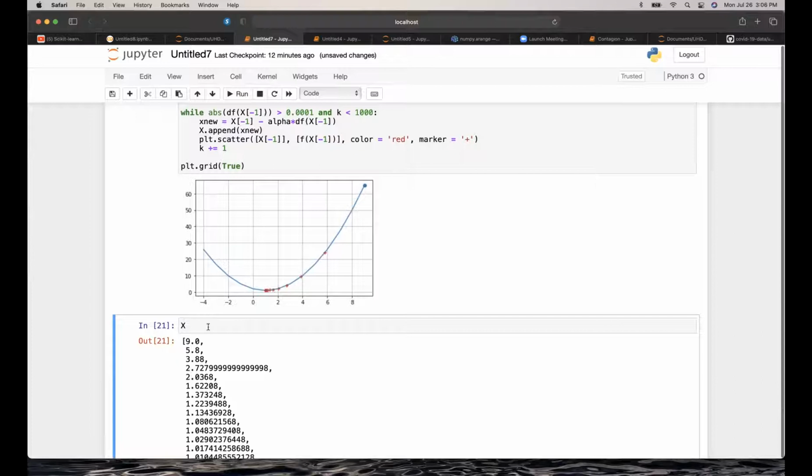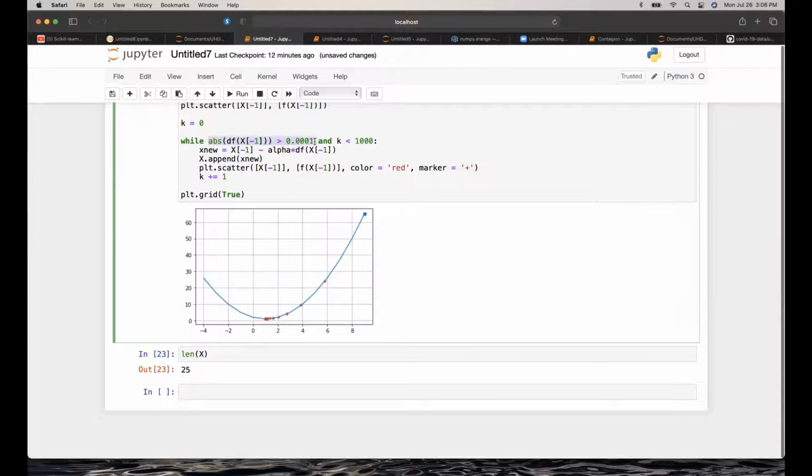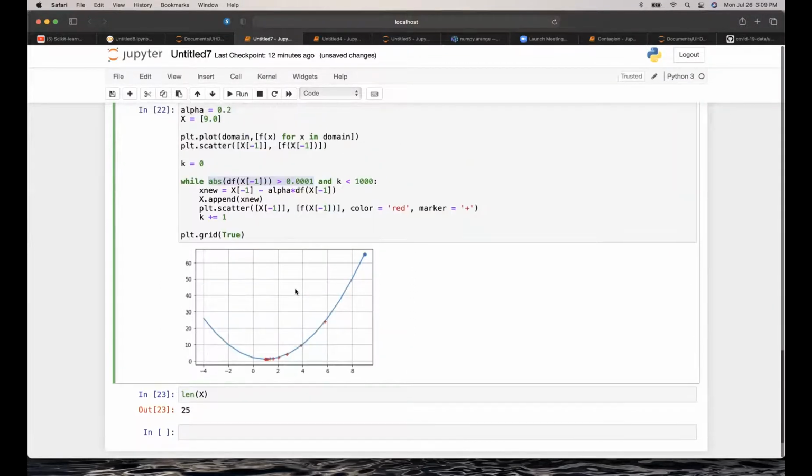And I wonder how many times it went. How many times did it update? 25 times before this was broken. Okay. So that is gradient descent.